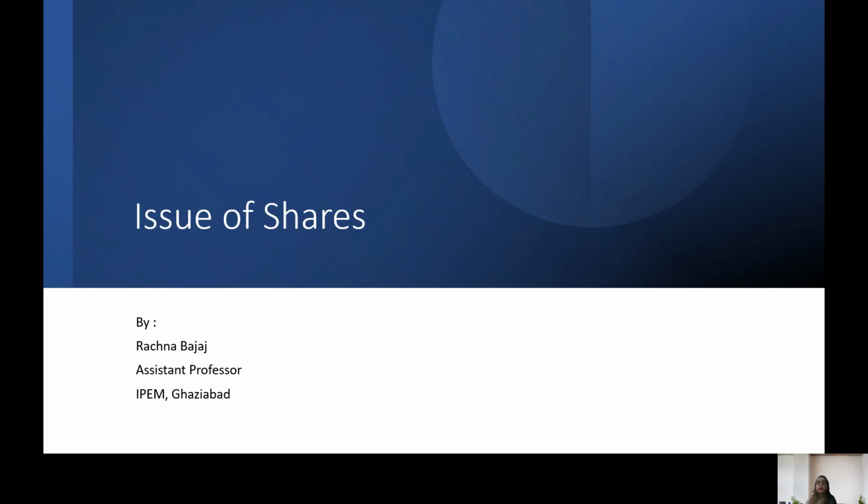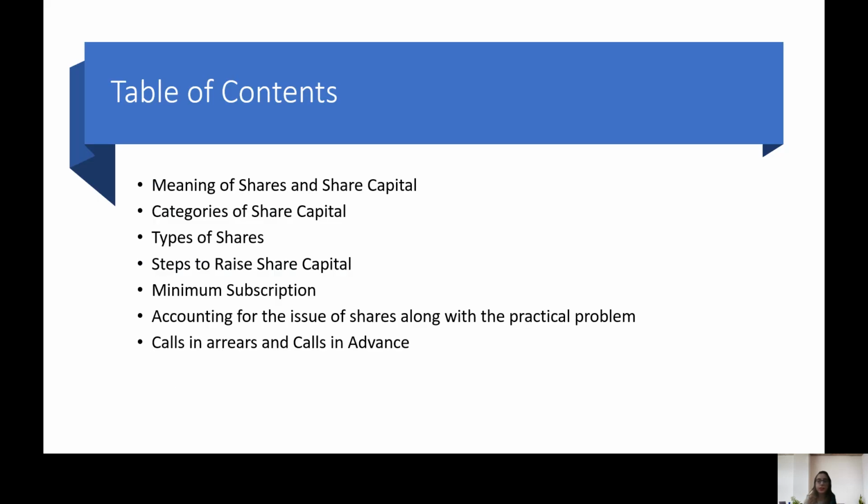So let's talk about the issue of shares. First, I'll give you a brief about the table of contents. In this session we are going to discuss the meaning of shares and share capital, then categories of share capital, then types of shares, then how to raise the capital in the market, then what is the minimum subscription, then accounting for the issue of shares along with practical problems, and the basic terms related to accounting for the issue of shares, that is calls in arrears and calls in advance.